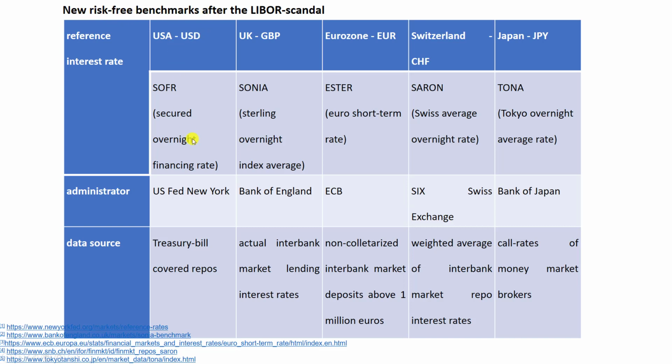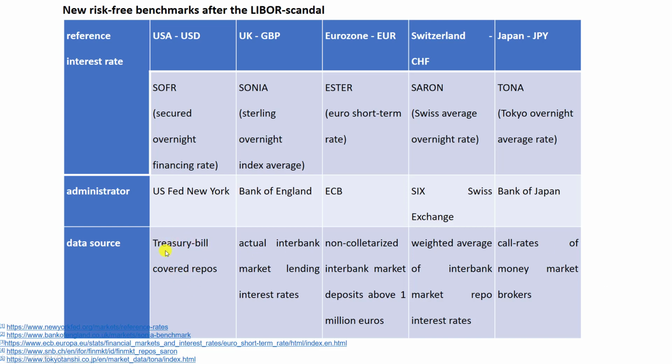If we are looking at the USA, the UK, Eurozone, Switzerland, and Japan, we can see that these new benchmarks were introduced, and we can see that mostly, okay, except the Swiss case, because here the Swiss exchange is supervising the data, but in all the other cases central banks are supervising these benchmarks. And we can see that in all the cases they are looking for actual market data, so actual average of contracts done on the market.